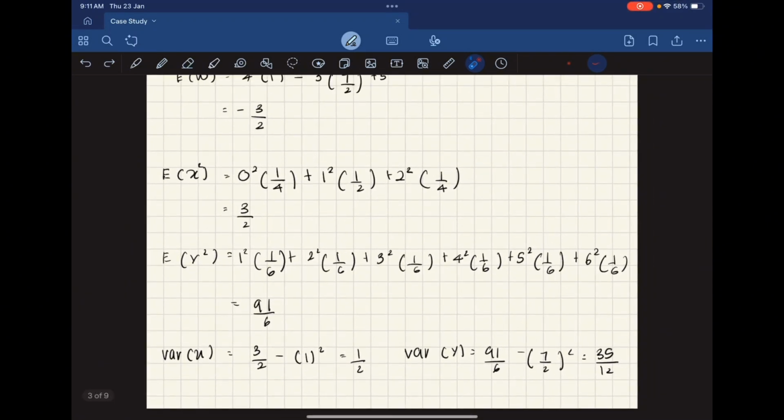So here you will get 3 over 2 and 91 over 6. Then you enter it in the variance formula, which is this one. You will get the 1 over 2 value. Same for the variance of y1, which is this one. And then you will get the 35 over 12.